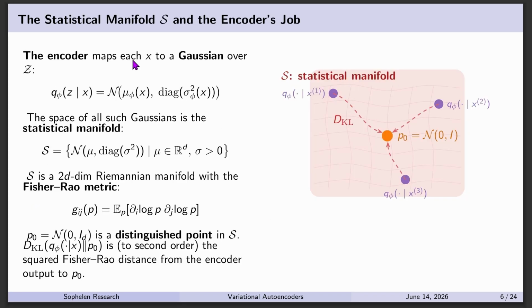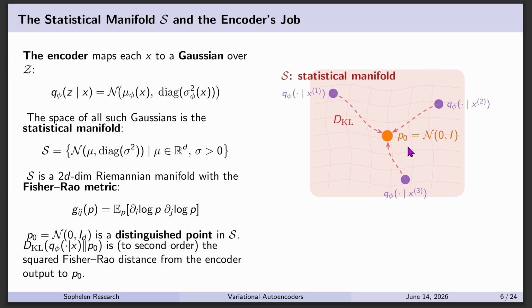The encoder, on the other hand, maps our image, our data point, to a Gaussian over Z, and not just any Gaussian. The Gaussian where the variance matrix is diagonal. Basically, we're trying to keep things as simple as possible, right? So we have the encoder setting each point to each of these density functions.